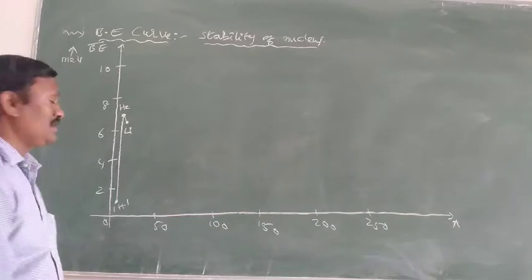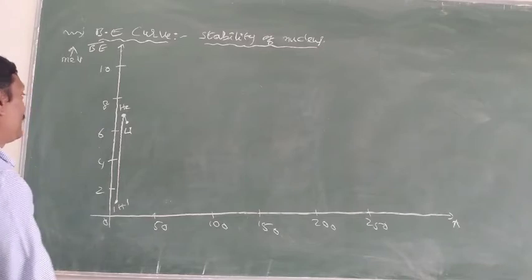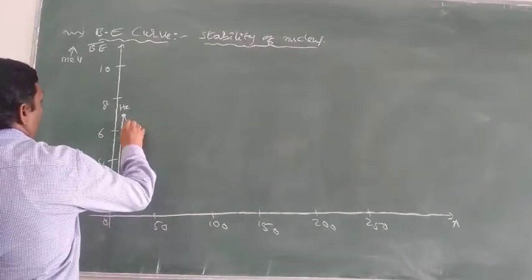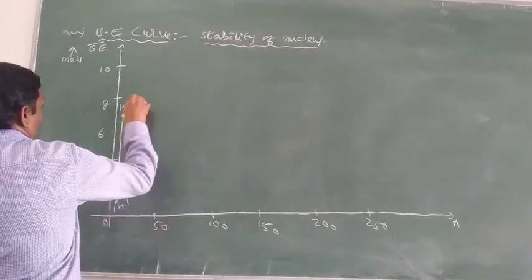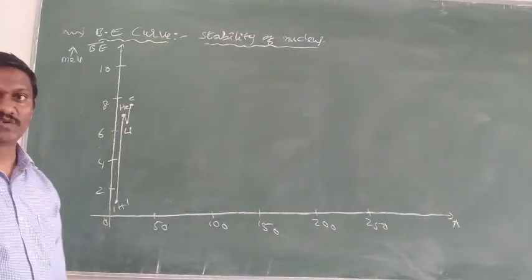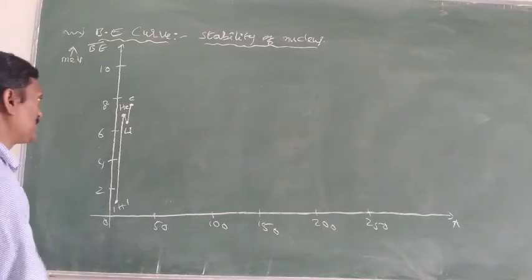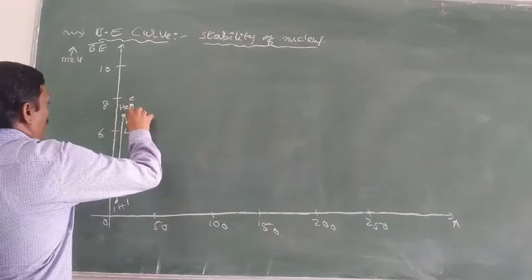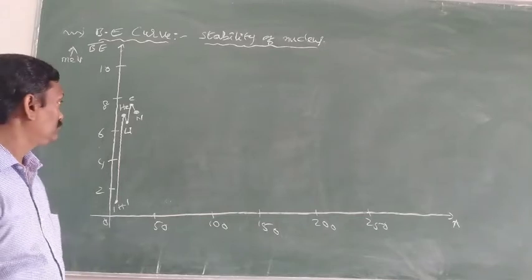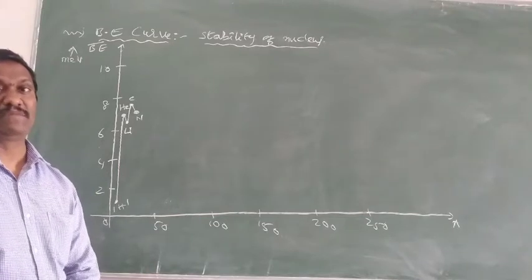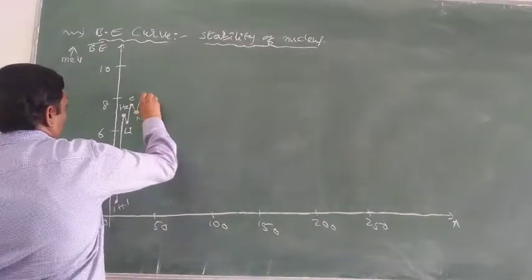After lithium, the next element is carbon, whose average binding energy is around 7 to 7.5. Next, after carbon, the next element is nitrogen, having average binding energy around 7 MeV. Next, after nitrogen, the next element is oxygen, having average binding energy around 8 MeV.